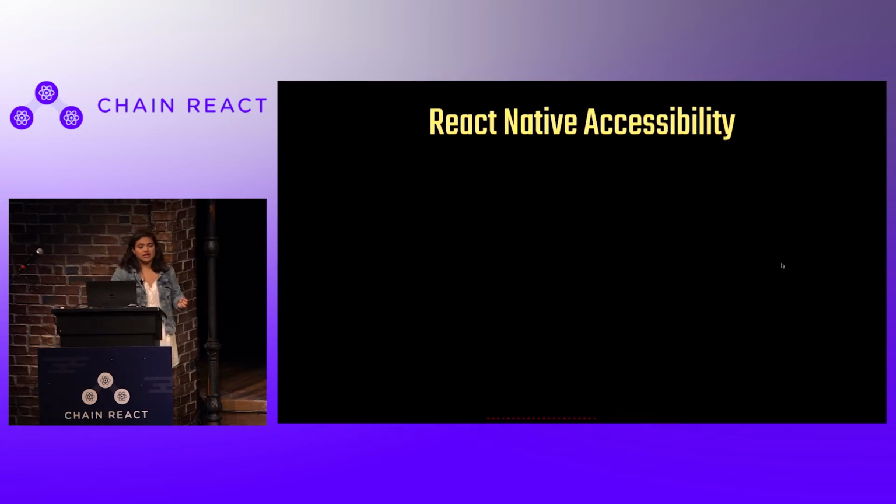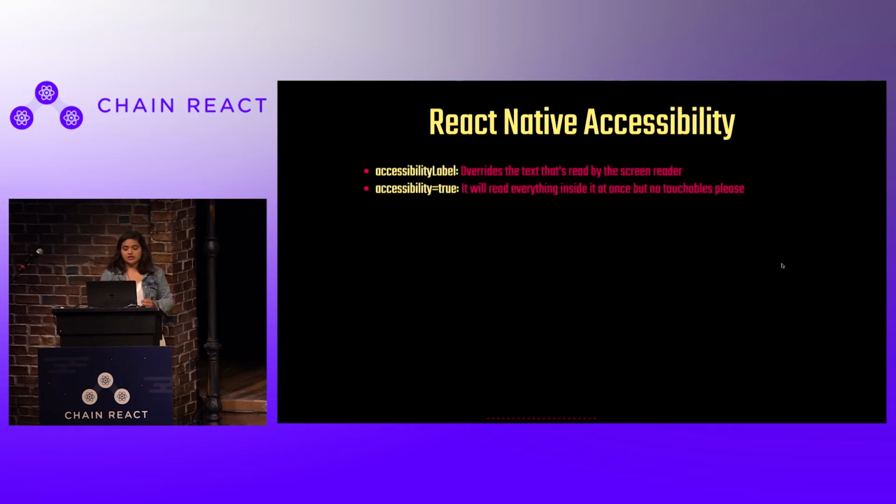So now that I've spoken about it from a design perspective, let's take a look at some of the properties that React Native provides for accessibility. Essentially, the accessibility label is a very standard property on a lot of text elements and view wrappers as well. Whenever you add an accessibility label, it's going to override the text that's read by the screen reader.